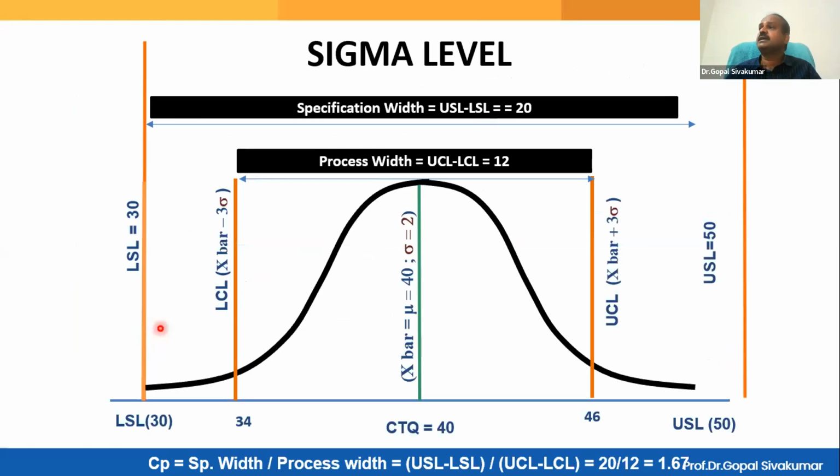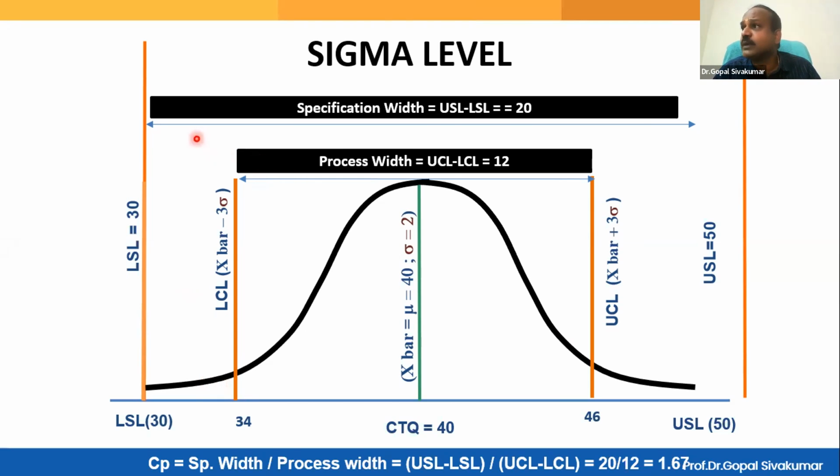Now, look at this situation. How much is the upper spec? 50. Lower spec? 30. Your process has an average of 40 and a standard deviation of 2. Now the upper control limit is 46. How do I know? Center plus 3 sigma, isn't it? Lower control limit is 34. Can you see your control limit inside the specification limit? Yes, your process is capable.